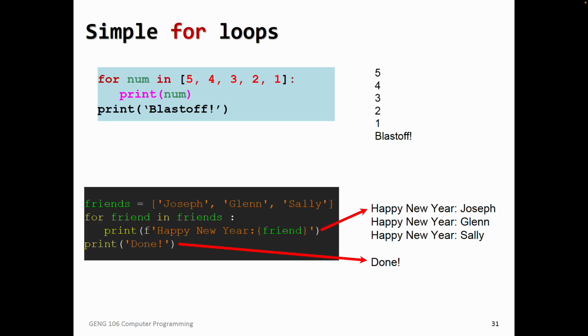So in a sequence, let's say that I'm keeping my friends' names. Again, between these square brackets, I put my friends' names, Joseph, Glenn, Sally, whatever. Then again, in a for loop, for friend in friends. How can I translate it to English? Well, for each friend in friends list, do this action, which is print Happy New Year, and the friend will be, in one iteration, Joseph, in the other one Glenn, in the other one Sally. Once we are done with all these items in my list, I'll just print done.